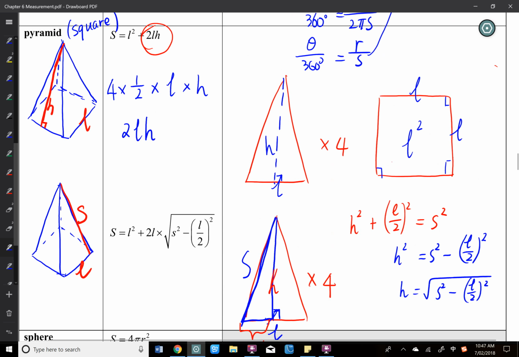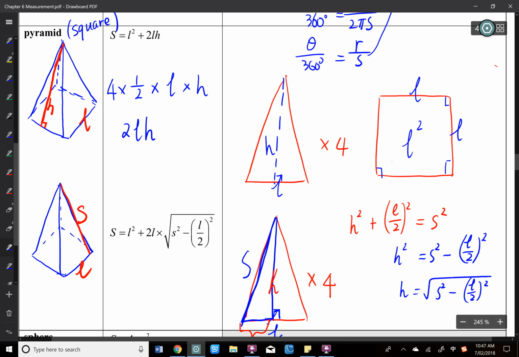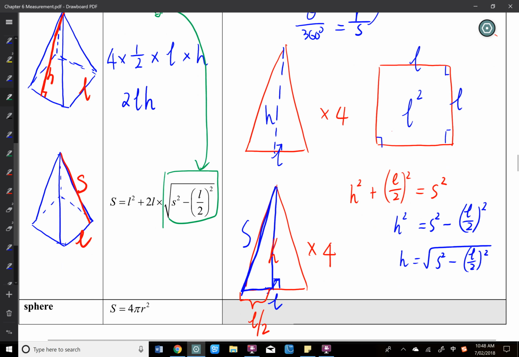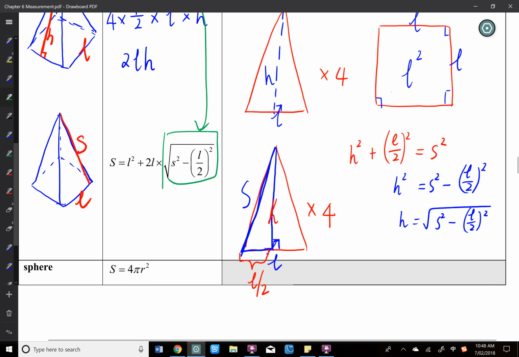So therefore, we can see the formula compared to above. Instead of H, we know S and L, so they are equivalent. Now we know the H, then it goes back to the first case. Instead of that H, we have this complex expression here, but it's just the Pythagoras rule. So that's how we find the total surface area for the pyramid.